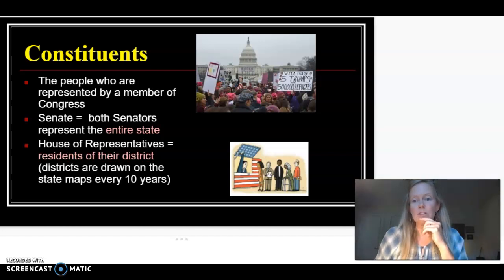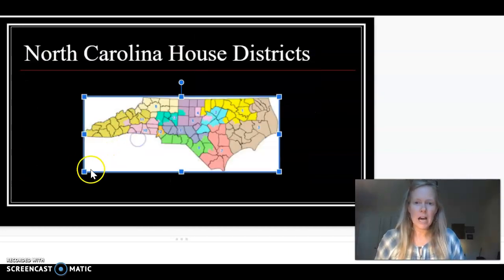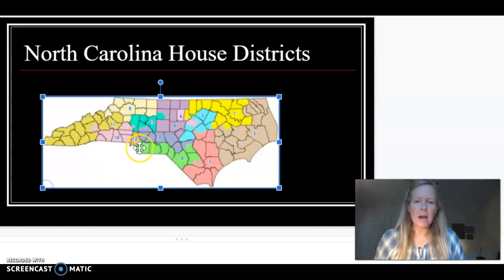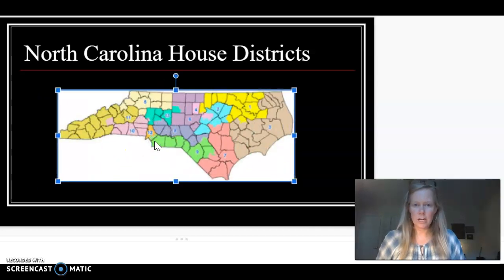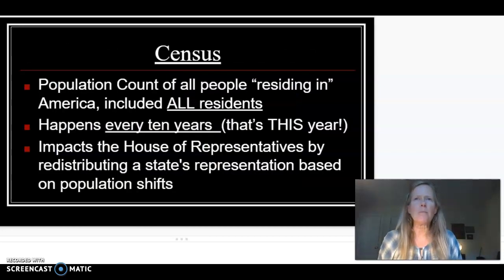representatives, their constituents are the residents of their district. So let's look at this map again. This is going to be a map of the districts in North Carolina. So each of these little colored areas on the map, they are a district, and there is a representative that has one. So let's move on to see a little bit more about how these district lines get drawn.